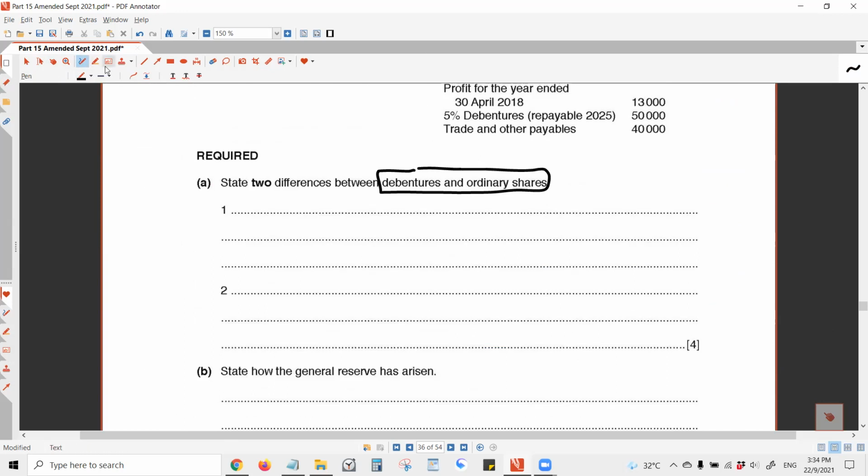Now, two differences. Easy thing to write is voting rights. Let's write together. Don't write, you write on your own. I'm just going to write the point form here, but you must write in full. So debenture holders don't have voting rights. You complete the sentences yourself. Ordinary shareholders, they have voting rights. Agree? Now, second difference, you talk about debenture holders receive interest.